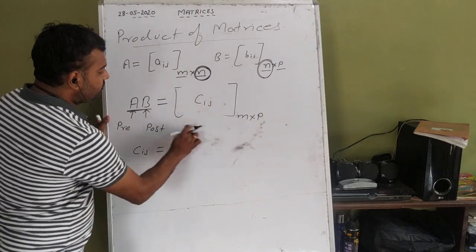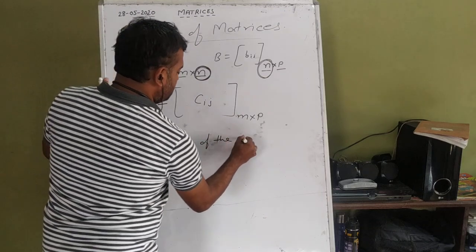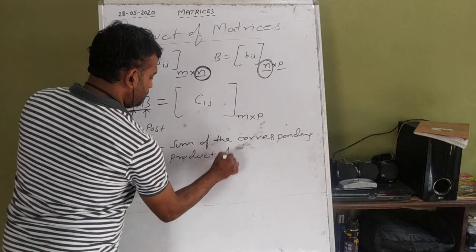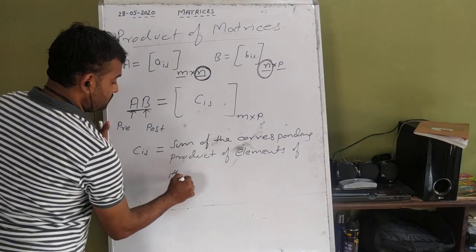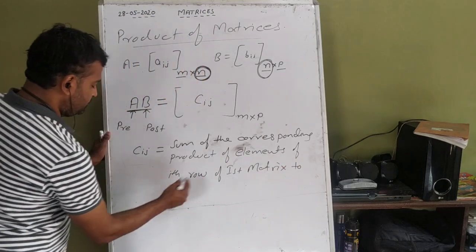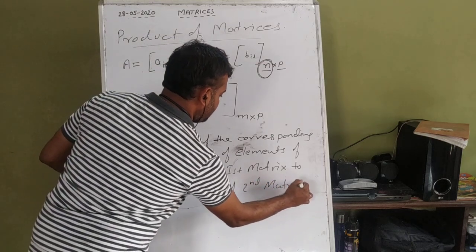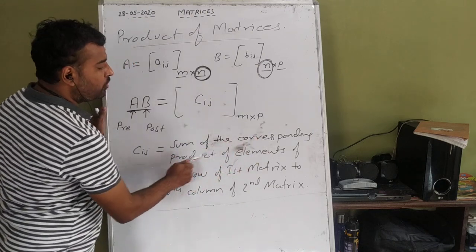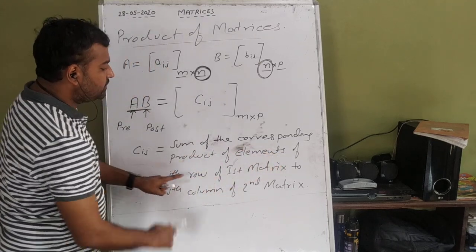Cij is given by the sum of the corresponding product of the elements of the ith row of the first matrix.